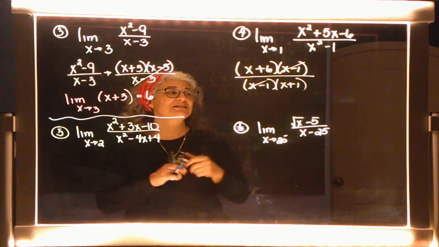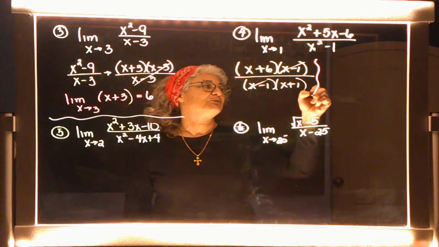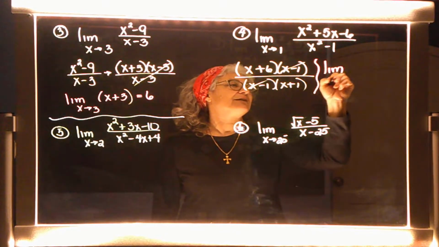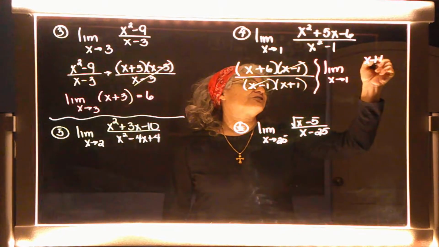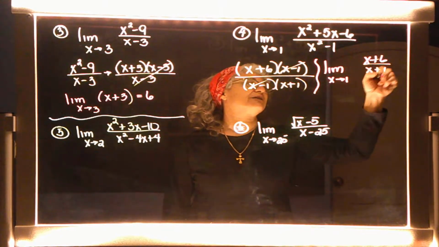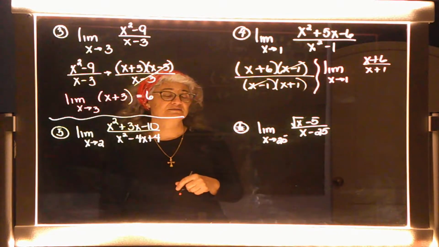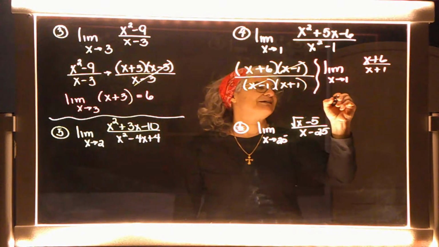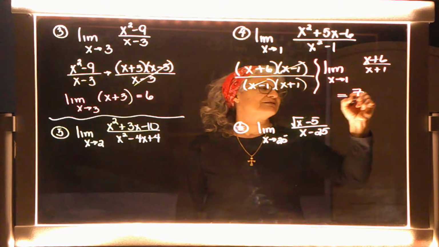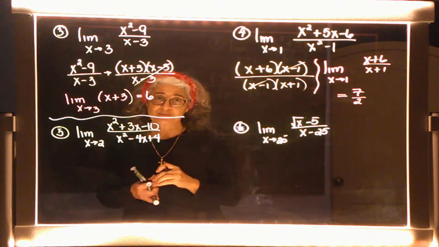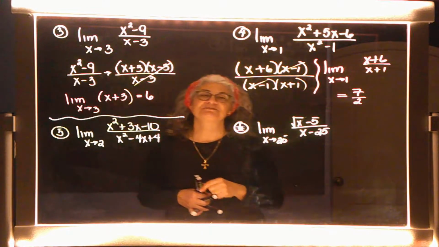Which actually leaves us taking the limit, and I'm going to put it here, the limit as x approaches 1 of the rational function x plus 6 over x plus 1. No problem to plug that number in, is it? Okay, so when we take this limit, what do we get? Excellent, we get 7 over 2. With me? Agreed? Okay. Number 5.